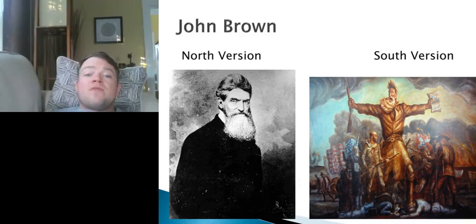John Brown was actually from and lived for quite a long time in the Adirondack region of New York. You can see a version of the Northern textbook where he looks pretty normal for 1859, and you can see the Southern version where he looks like a crazy lunatic who is the main person who is dividing the nation.